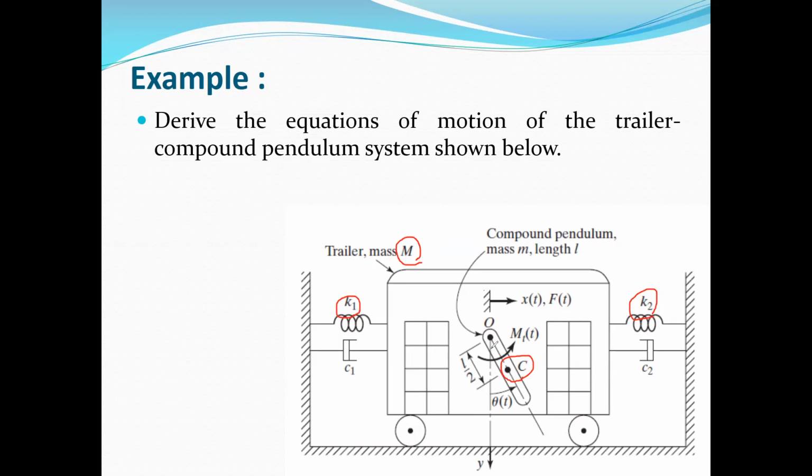a general motion, in fact, a combination of translational and rotational motion, because point O is moving with the velocity x dot. This point O is fixed on the trailer, but at the same time, this pendulum is rotating about this point. So this pendulum has a rotational motion as well as the translational motion. So the kinetic energy of this pendulum will have 2 components, one due to the rotational motion and the other one is due to the translational motion.